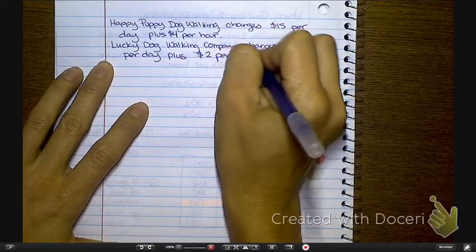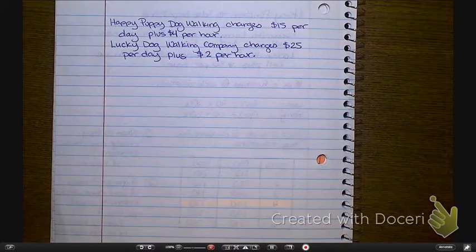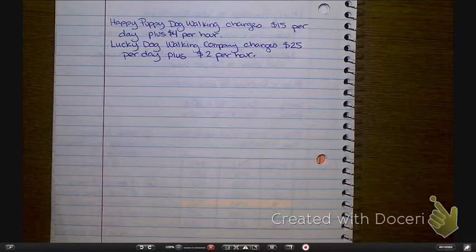Okay, then we have this other company, Lucky Dog Walking Company. They charge $25 per day plus $2 per hour. So we want to compare these two companies, take a look at their rates, see when they're the same, and who's cheaper at what times. That would help us make a decision on what we would do, right?